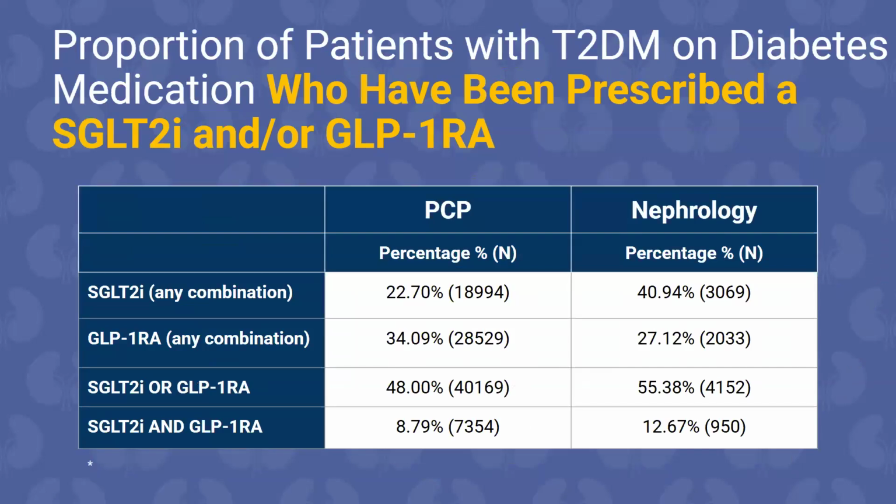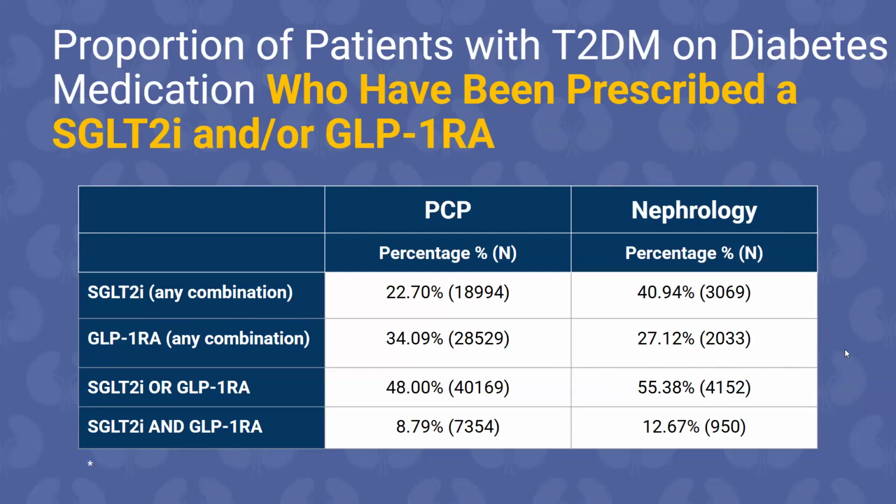And then getting into actual therapy. So obviously one of the key things that we've been talking about throughout the collaborative, the time since we started, has been prescribing the novel agents that have been shown to be beneficial, the SGLT2s and/or the GLP-1s. So this shows the percentage of nephrology patients on an SGLT2, pretty good, 41%. And significantly higher than for the PCPs. And this is, of course, patients with type 2 diabetes. The GLPs are a little bit low.